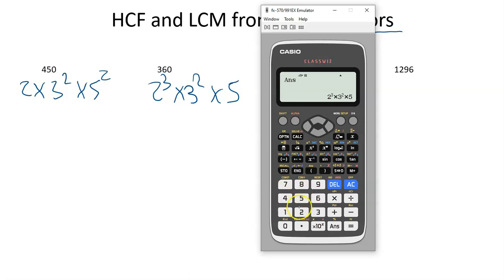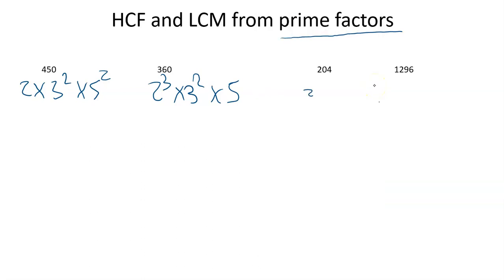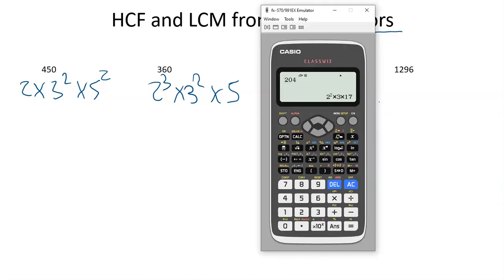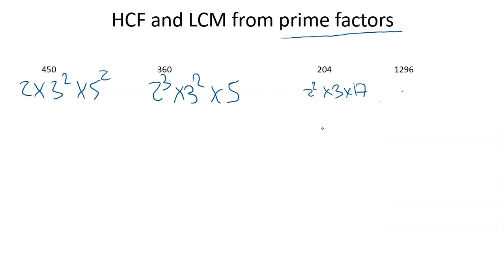204, whilst we're here, we may as well do them all. Shift fact is 2 squared times 3 times 17. And 1296 is 2 to the 4, 3 to the 4. Okay, so that's the calculator telling us what these things are.